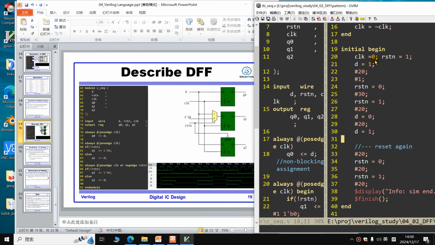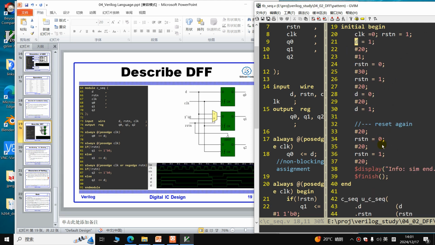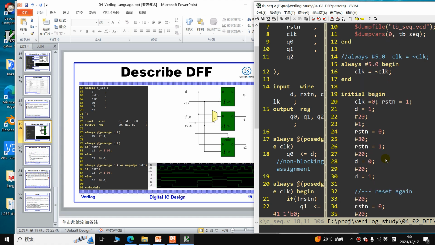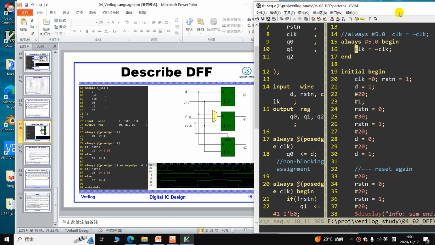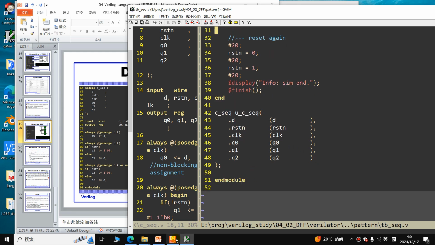So you will assign values to clock, reset, D. For reset and clock, you just give the initial value here, and it will change. The value of clock will change every 5 nanoseconds. Then you instantiate your DUT and collect the signals. Okay, let's try it using Verilator.